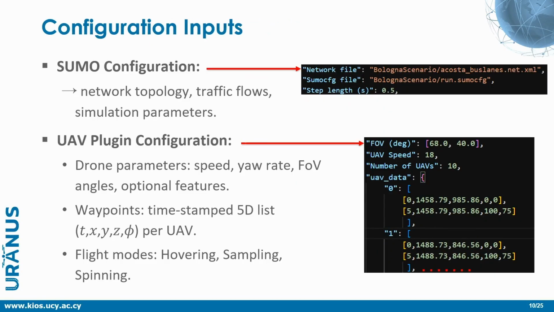Following, this is how we define the configuration inputs to the plugin. We give the network and we give the simulation configuration as well. This SUMO configuration file consists of the routes and the additional files we want to change. And from the perspective of the plugin, we can give the field of view in terms of degrees.